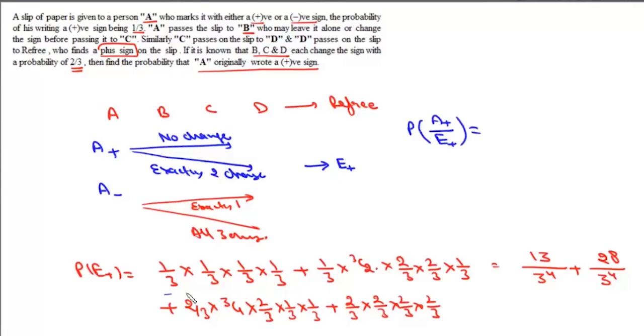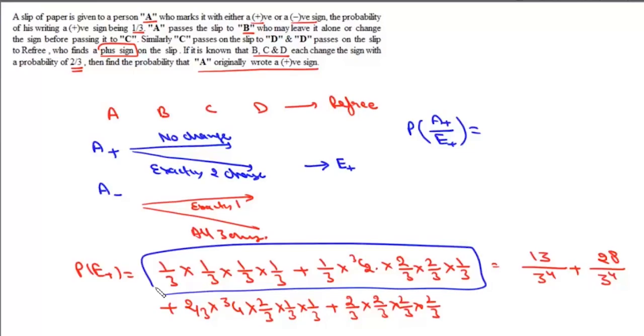positive sign. So we take this positive sign case in the numerator, which is 13 upon 3 to the power 4, divided by this whole case, which is 28 plus 13, 41 by 3 to the power 4. So this required probability is 13 by 41, and that is the answer to this question.